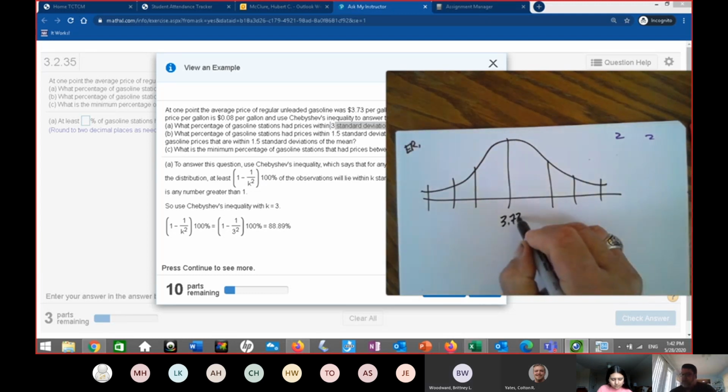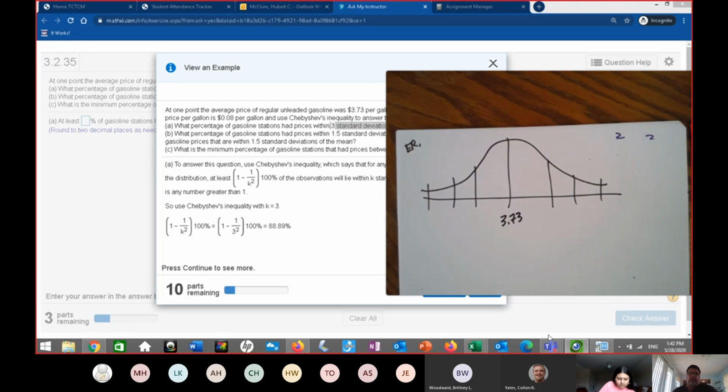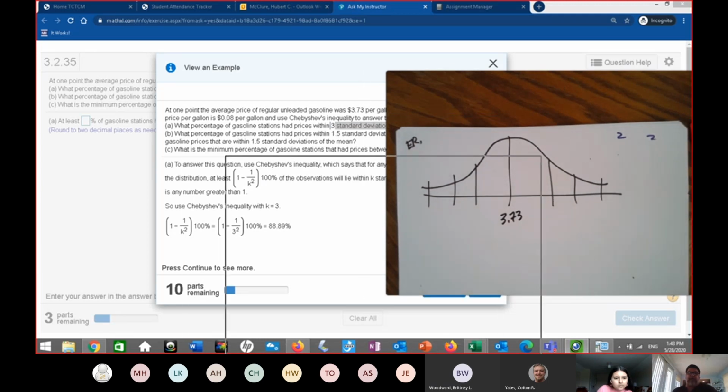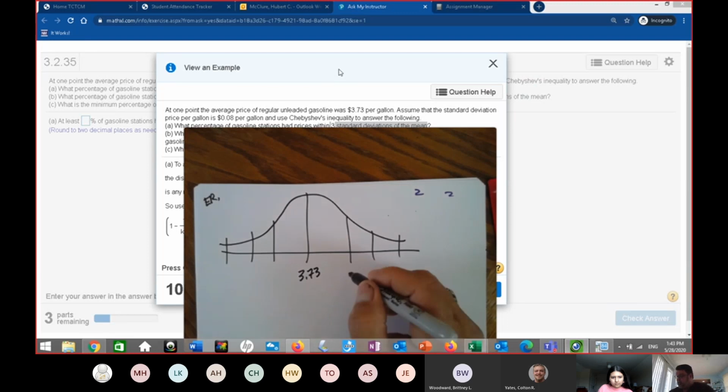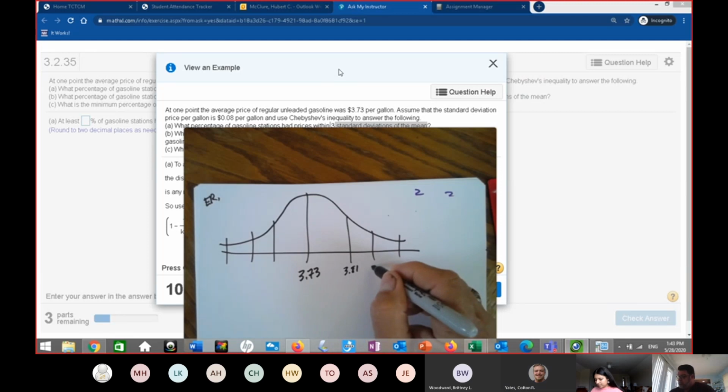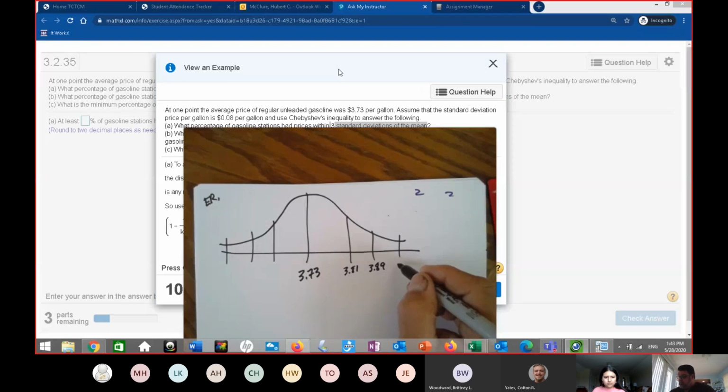I need y'all to use your calculators here. Somebody add 8 cents. It's only 8 cents, I thought it was like $1.08. 8 plus 73 is 81 cents, so 3.81. And 8 cents here is 3.89. And 8 cents here is 3.97, right?